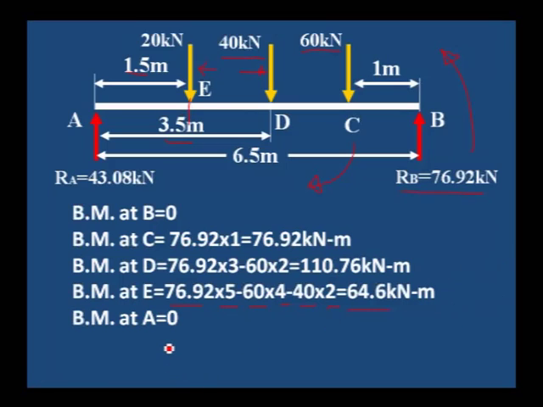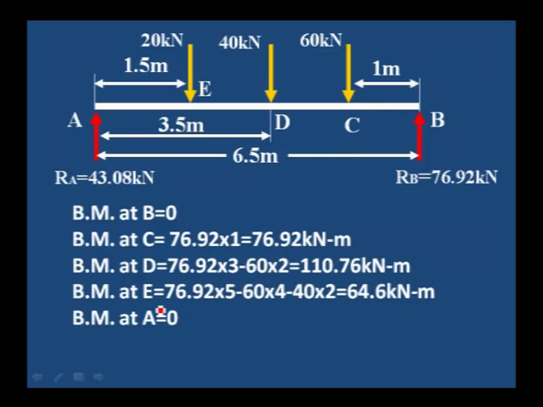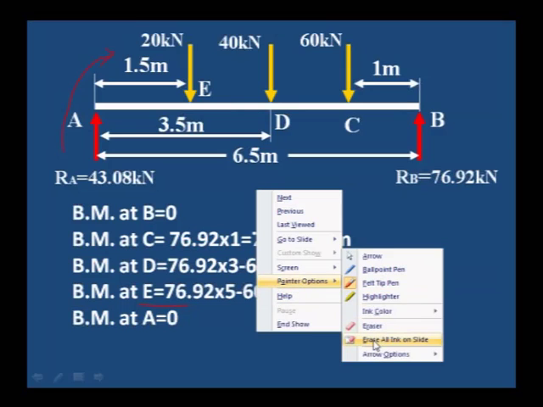Bending moment at A is equal to 0. Or we can calculate the bending moment at E by calculating RA into distance. RA is 43.08 into 1.5. You will get 64.6 itself. RA into 1.5, that is left. If you take from the right side we have to consider three forces, on the left side only one force. We will get the same value, 64.6 kilonewton meter. These are the bending moment values.